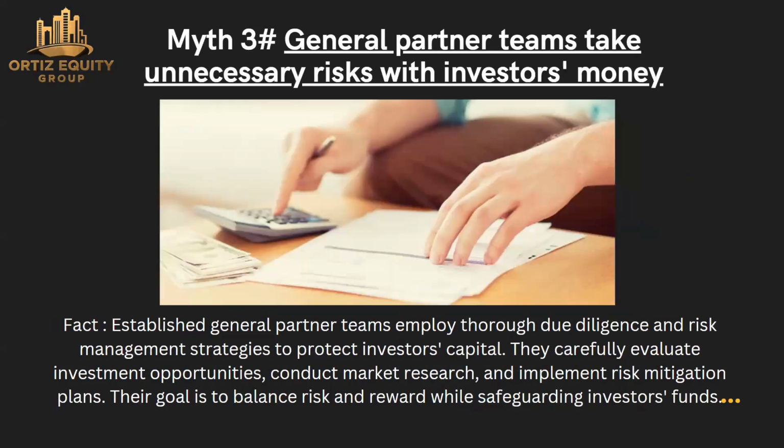Myth number 3, general partners teams take unnecessary risks with their investors' money. Now, the fact is, established general partners teams employ thorough due diligence and risk management strategies to protect investors' capital. They carefully evaluate investment opportunities, conduct market research, and implement risk mitigation plans. Their goal is to balance risk and reward while safeguarding investors' funds.